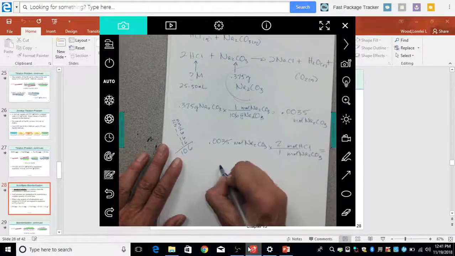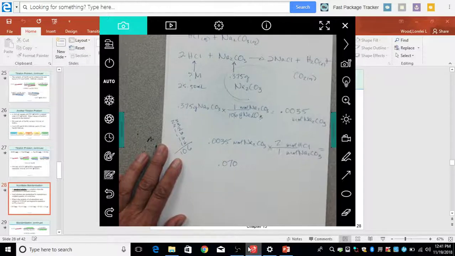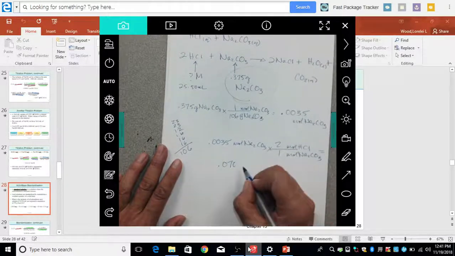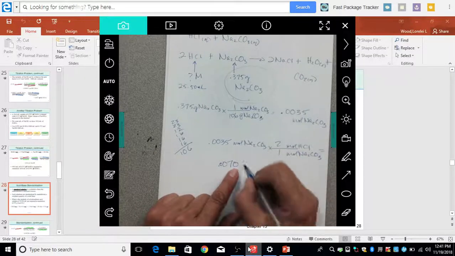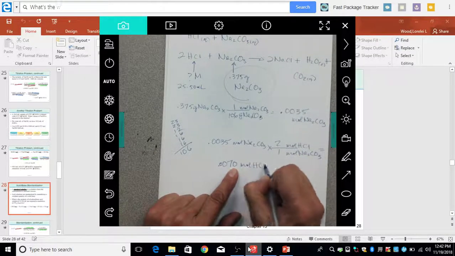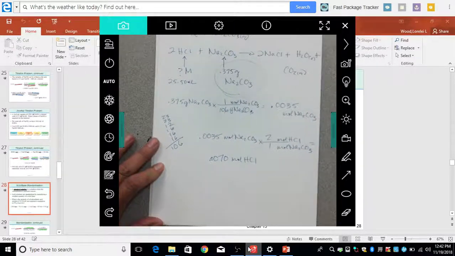All right. So that's probably 0.0070. Is that right? Times 2? Oh, there's 2 zeros? Yeah. I told you I'm not good at this. All right. Moles of HCl. Is that my answer? No. What do I got to do?